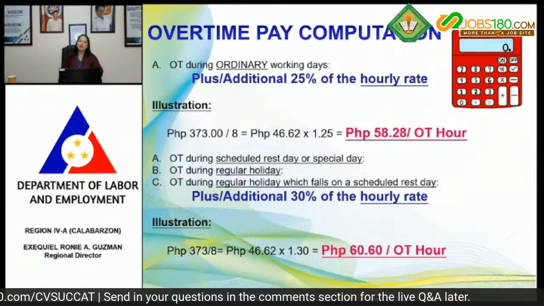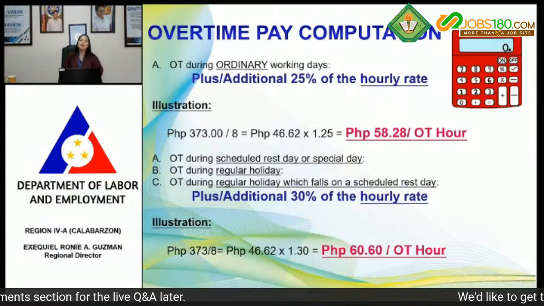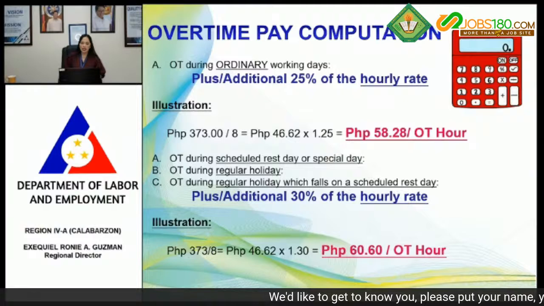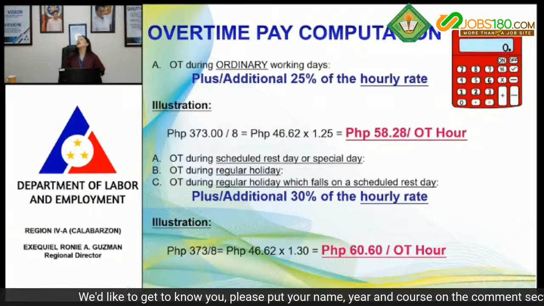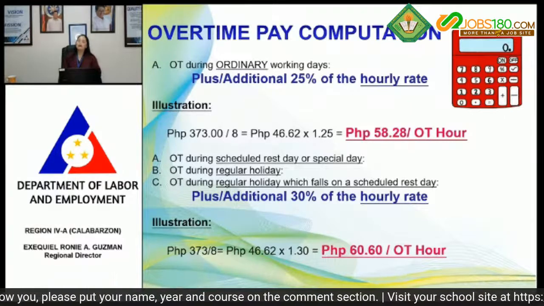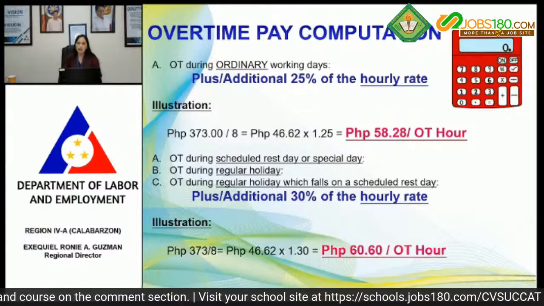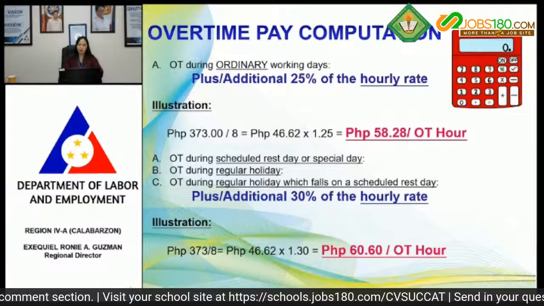Overtime during ordinary day merits 25% of your hourly rate. Sample po is again 373. You will divide it by 8, you will get 46 pesos and 62 cents. Multiply it by 1.25 and you will get 58 pesos per oras ang iyong OT.